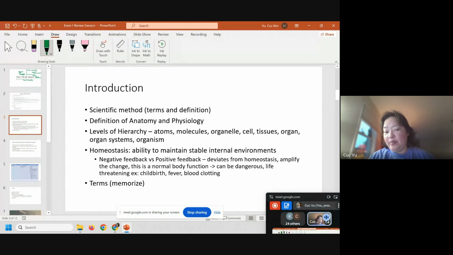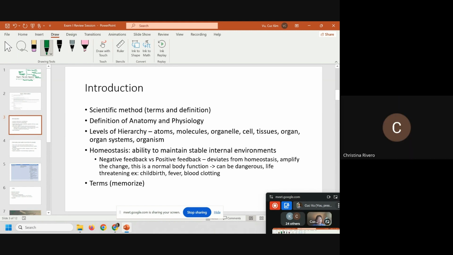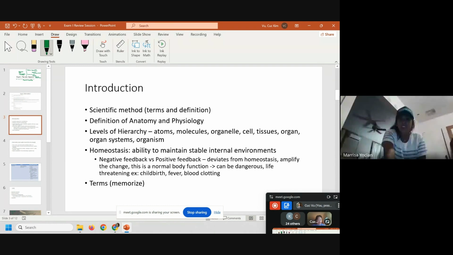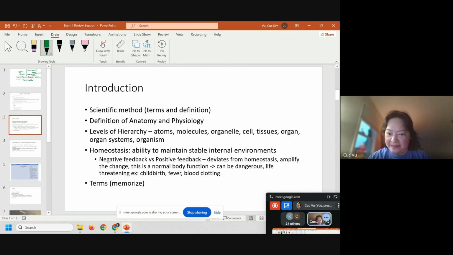Or I can give an example. Blood clotting, fever responses, childbirth, and blood pressure. Which one would be an example of negative feedback? Blood pressure. Negative feedback. Sorry. Fever. Fever is positive feedback. Contractions. That's also positive feedback.